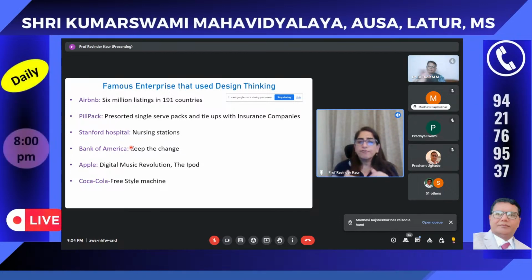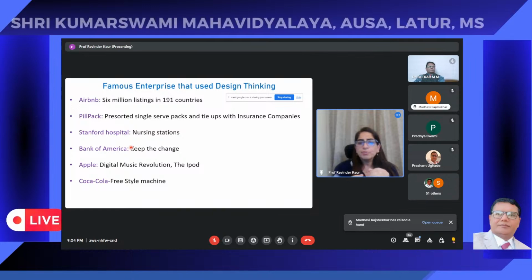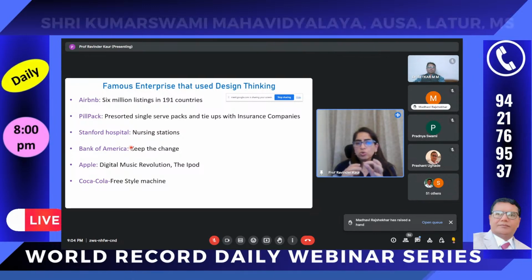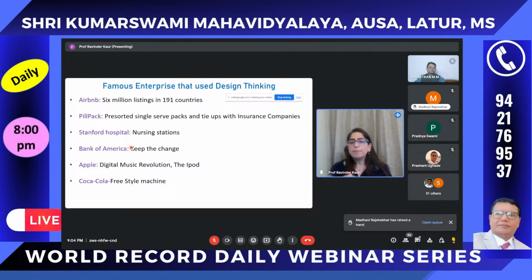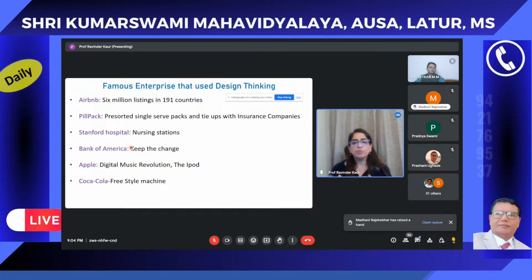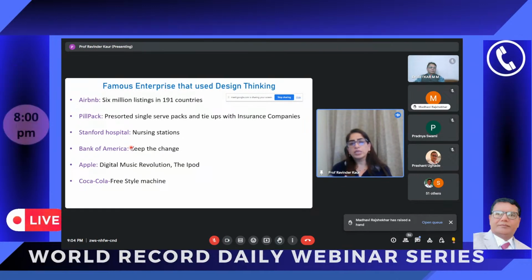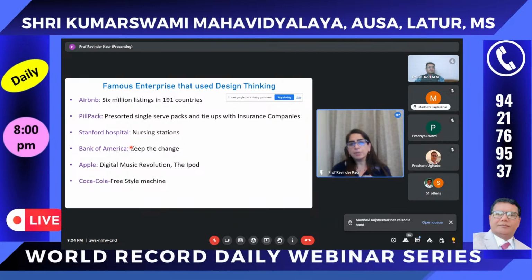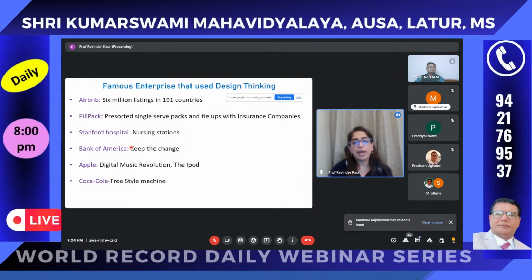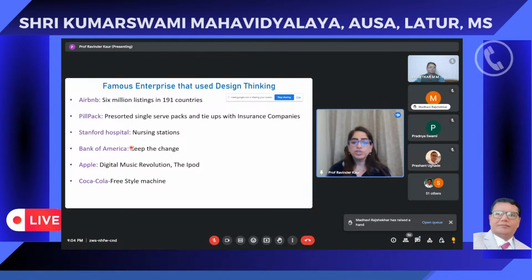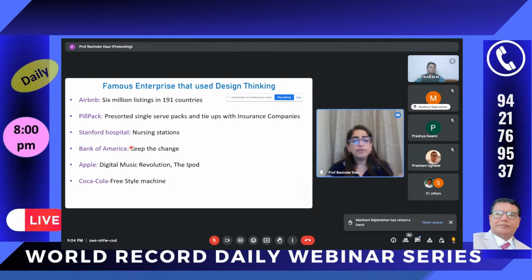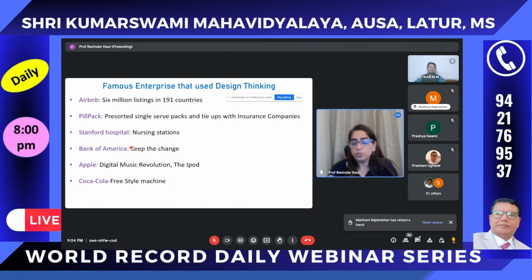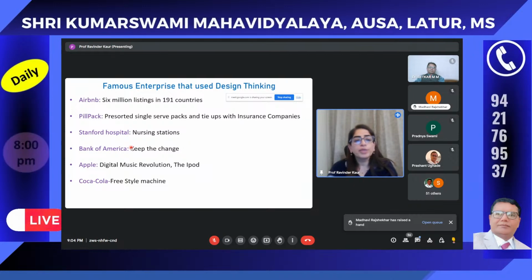And this is how they found that people in the US were not so used to saving, they would just spend. But by giving this initiative of keep the change, they found that savings increased and the number of account holders in their bank rose very sharply. So again, a very interesting example. You can see it on Google, Bank of America.